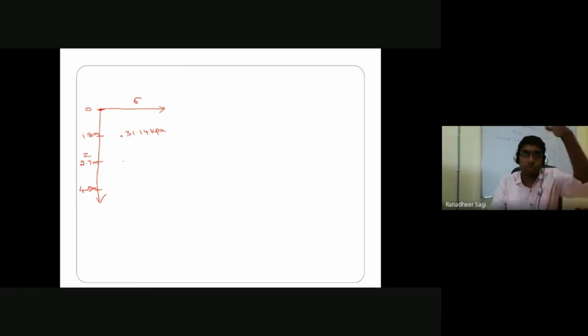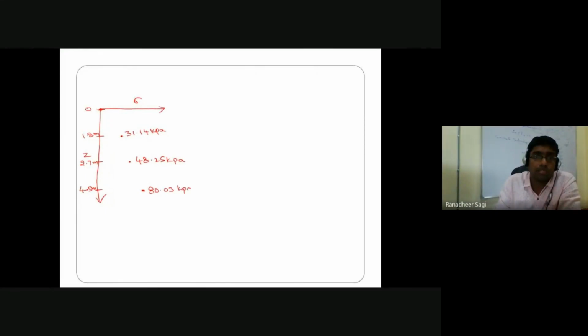And at a depth of 2.7 meters from the top, that's nothing but at point C, what was our total stress value? 48.25 kilopascal. And at the depth of 4.5 meter, what was our total stress value? 80.03 kilopascal. So I am going to be joining these points by means of a proper straight line. From here to here, another straight line. From here to here, once again a straight line. That tells me how your total stress is varying with the depth.